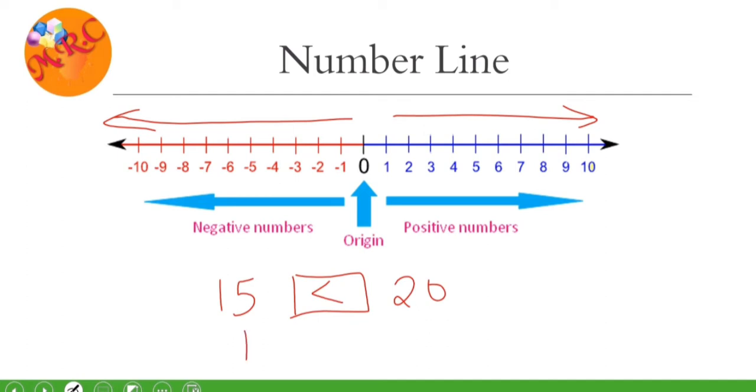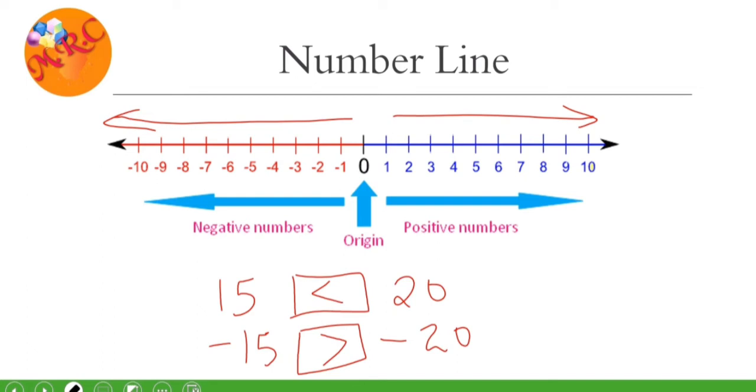But let's look at this now. Say I have -15 and -20. Which one is greater? -15 is greater. So -15 would be greater than -20 because it's better for you to owe $15 than for you to owe $20. You're in more debt. So the greater your debt becomes, and negative tells you that it is debt, the greater your debt is, the less value you have when it comes to financial status.